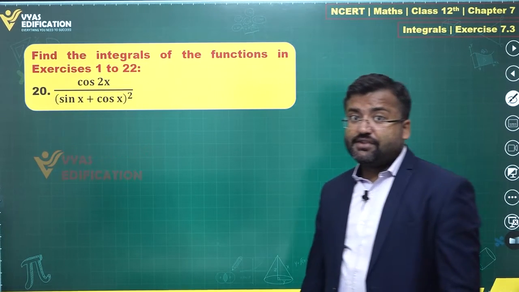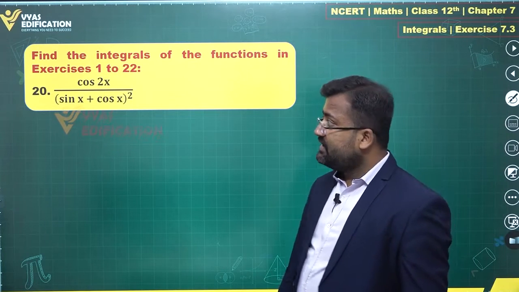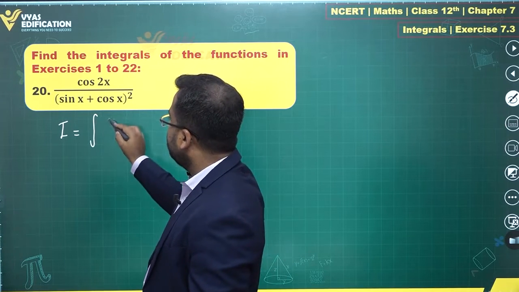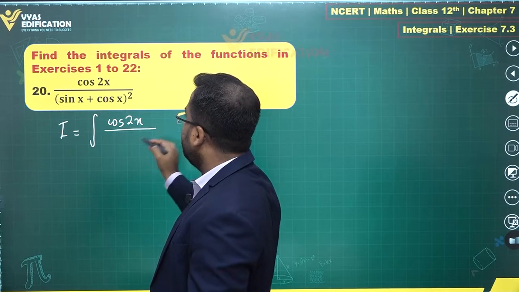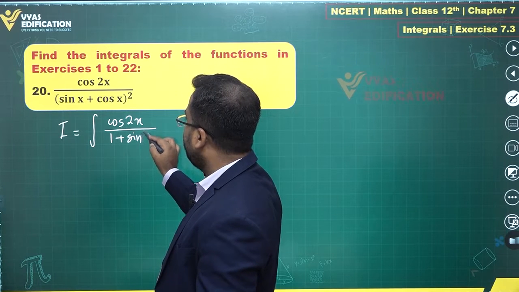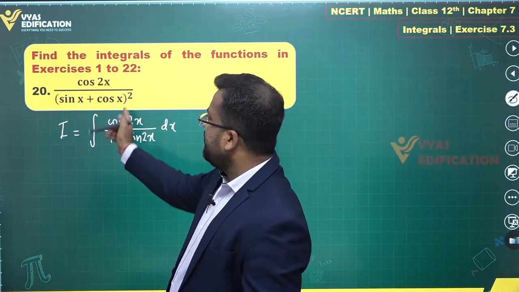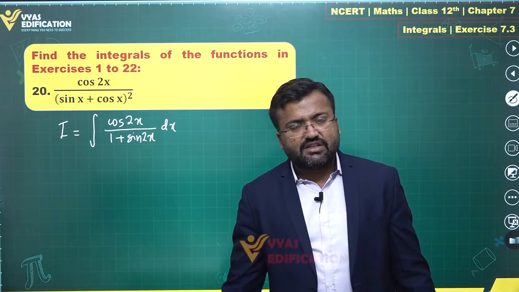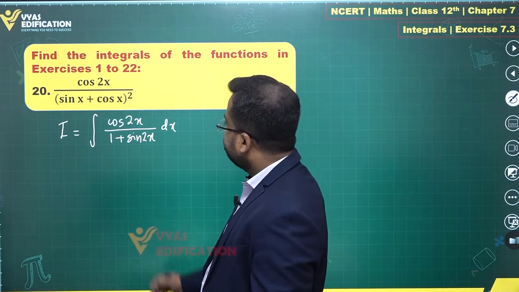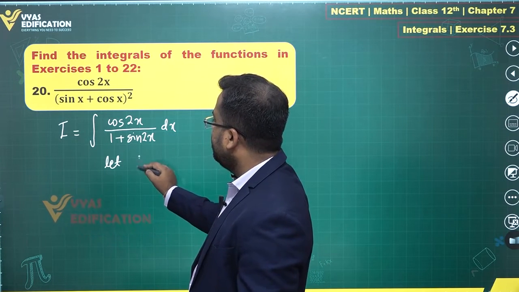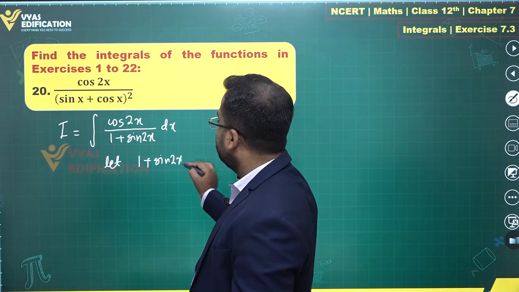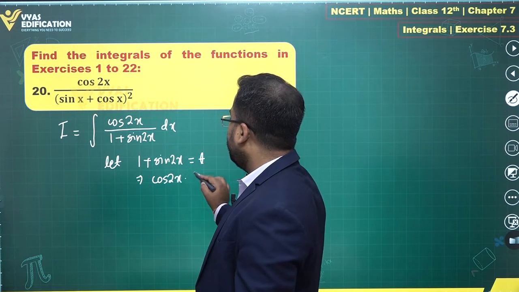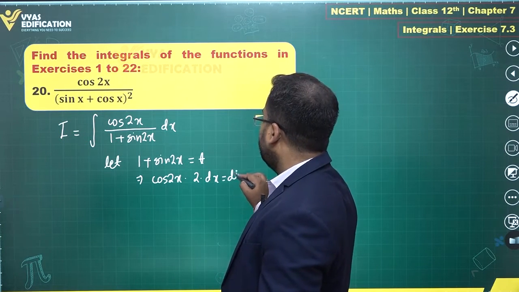We can deal in terms of 2x, and the derivative is present in the numerator. So if you want to convert this in terms of 2x, we have cos 2x in the numerator. In the denominator, you will get 1 plus sin 2x on simplification. On expanding, this is sin square plus cos square, which becomes 1, plus 2 sin x cos x, which becomes sin 2x. Now let 1 plus sin 2x equal t, that tells me cos 2x times 2 dx is equal to dt.